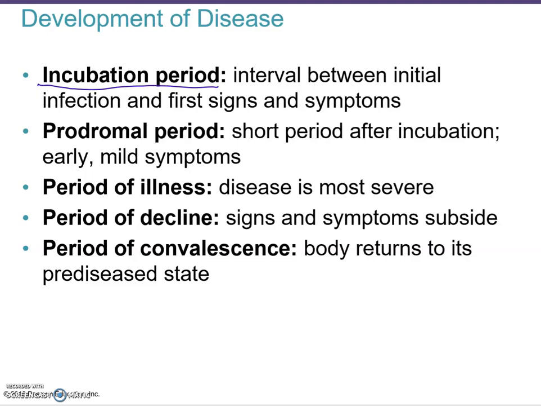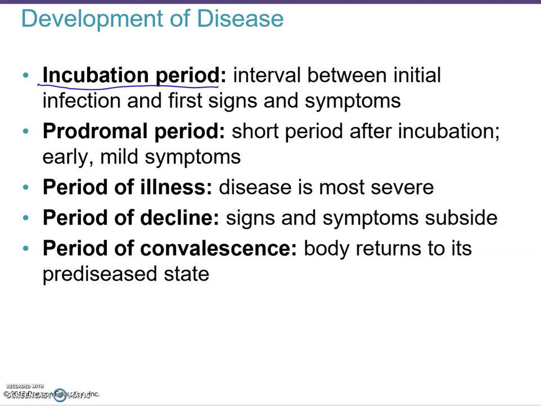Now, I've seen cases where it was reported that the infection with COVID-19 occurred only a day or two prior to the first signs and symptoms, and for other people it takes 2 weeks for them to develop the first signs and symptoms. Generally, they put in COVID-19 as an average incubation period of 5 to 7 days, something like that. Another term that you should know is prodromal period. That means it's a short period after incubation where you have early and mild symptoms. And a lot of times you're infectious during that time.